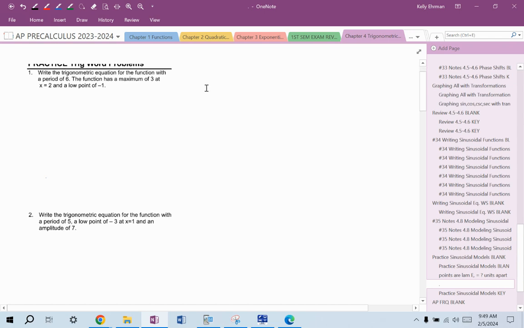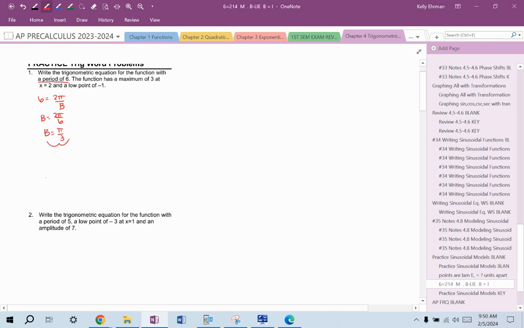Right, our first couple of problems do not have any context to them. So this is kind of what we did on Friday, but you're just not given the graph. So write the trig equation for the function with a period of 6. So we can just start right there. 6 has to equal 2 pi over b. So b is equal to 2 pi over 6, which is pi over 3.